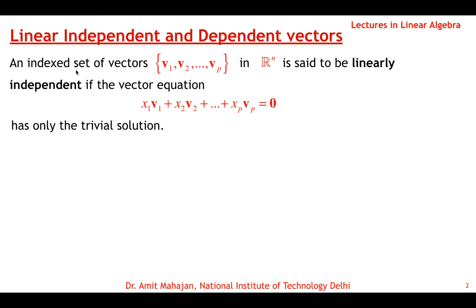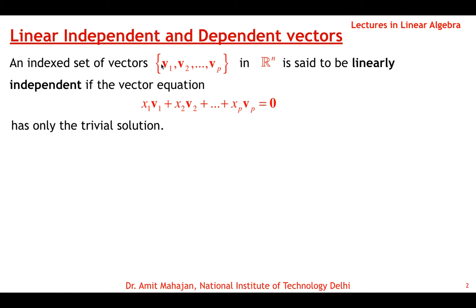So an indexed set of vectors v1, v2, vp in Rn. So each of these vectors is in Rn. That means v1 is a column vector with n elements. v2 is a column vector with n elements, and so on. vp is a column vector with n elements.